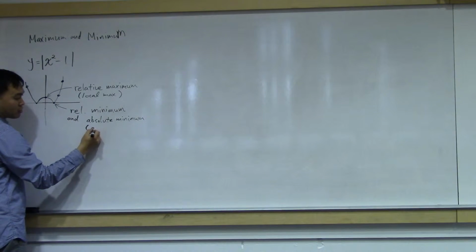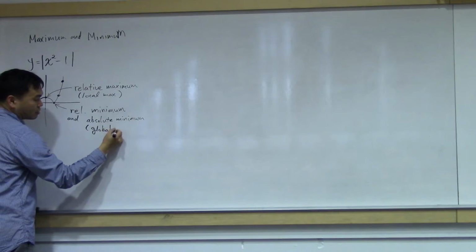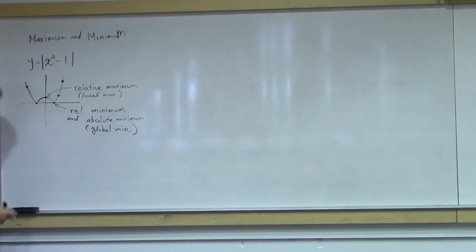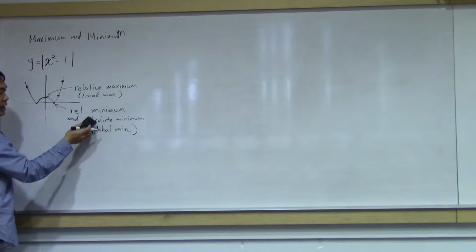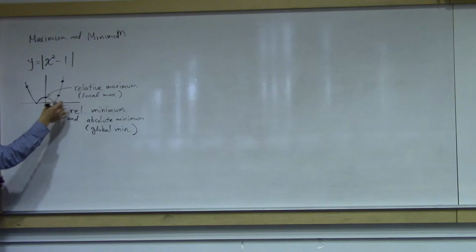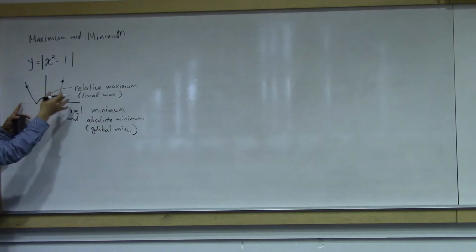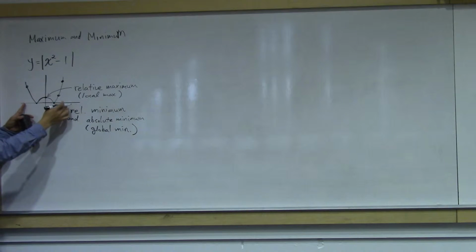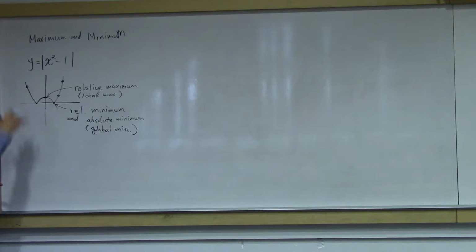Some people use the word global minimum. So these are interchangeable words. Instead of saying absolute minimum, you can say global minimum. This one doesn't have an absolute maximum. But you could, if you restrict the domain to some interval, then inside that interval you may have a highest point, and that will be called the absolute maximum or global maximum. Okay.